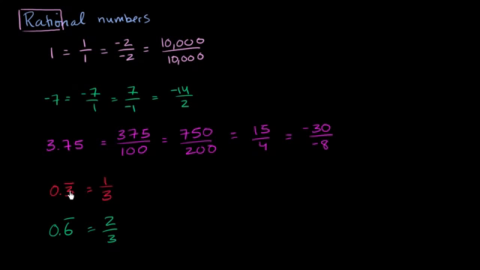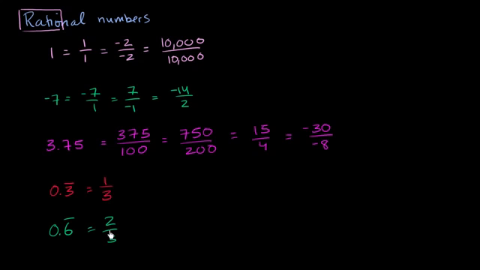And we'll see any repeating decimal, not just one digit repeating, even if it has a million digits repeating, as long as the pattern starts to repeat itself over and over and over again, you can always represent that as the ratio of two integers.